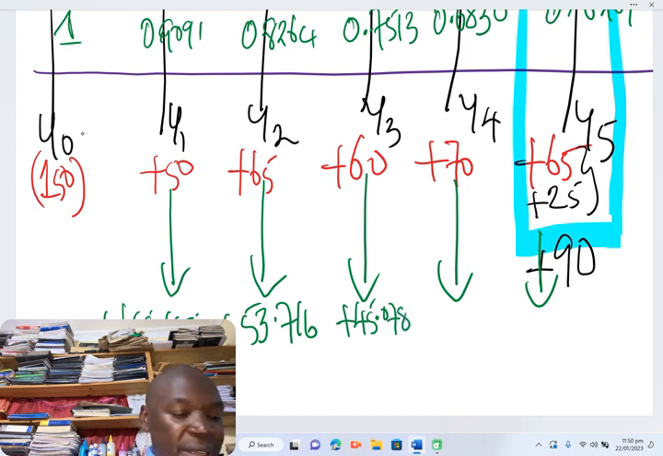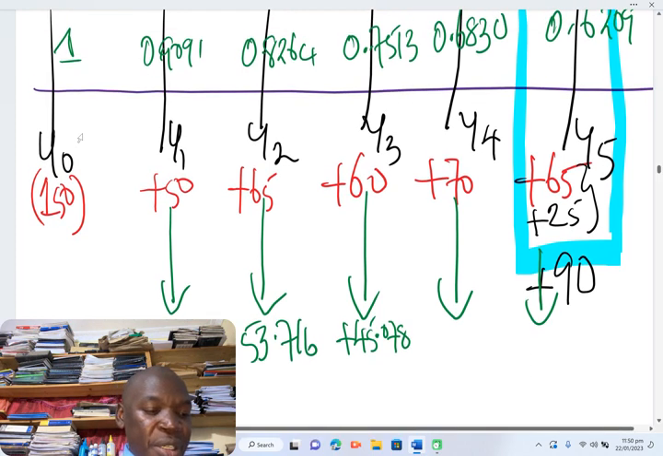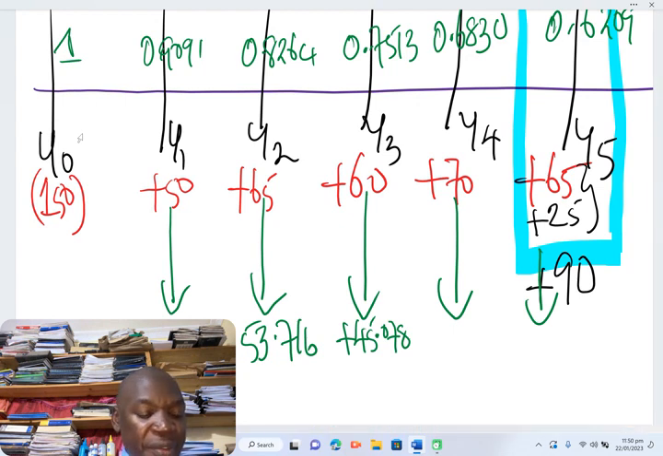45.078. Again, in year 4, it is 0.6830. Multiply by 70. It is 47 positive 0.81.